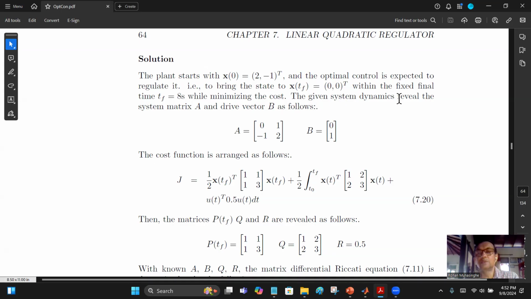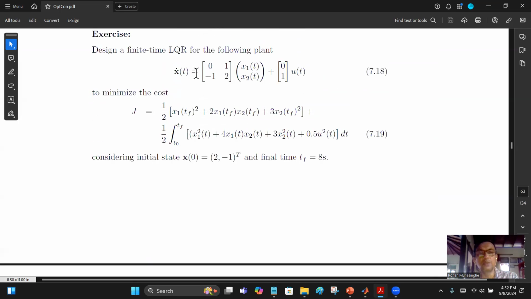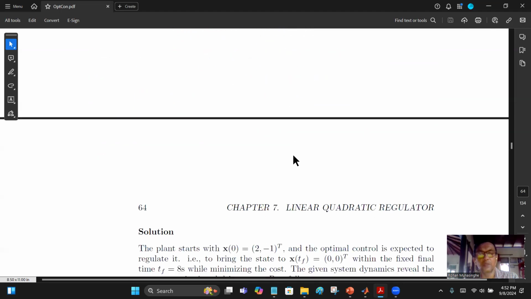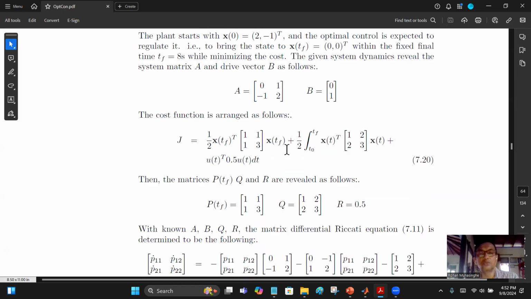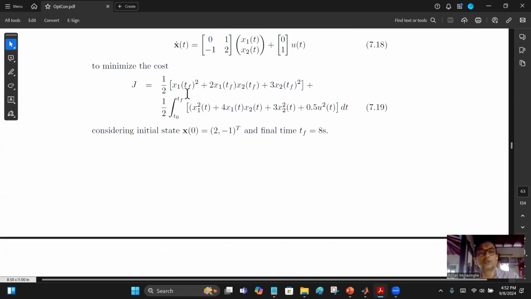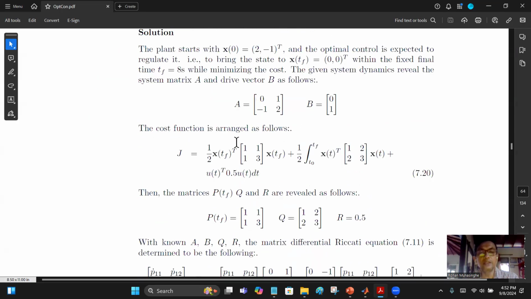The given system dynamics reveal the system matrix. You can see it over here, system dynamics. It reveals the system matrix. This is A and B, right? A and B. The cost function is arranged as follows. So you can actually write the cost function as the state transpose P matrix and the state, the standard quadratic form, remember? So when you do that, it becomes like this. This is the same expression that you have here.